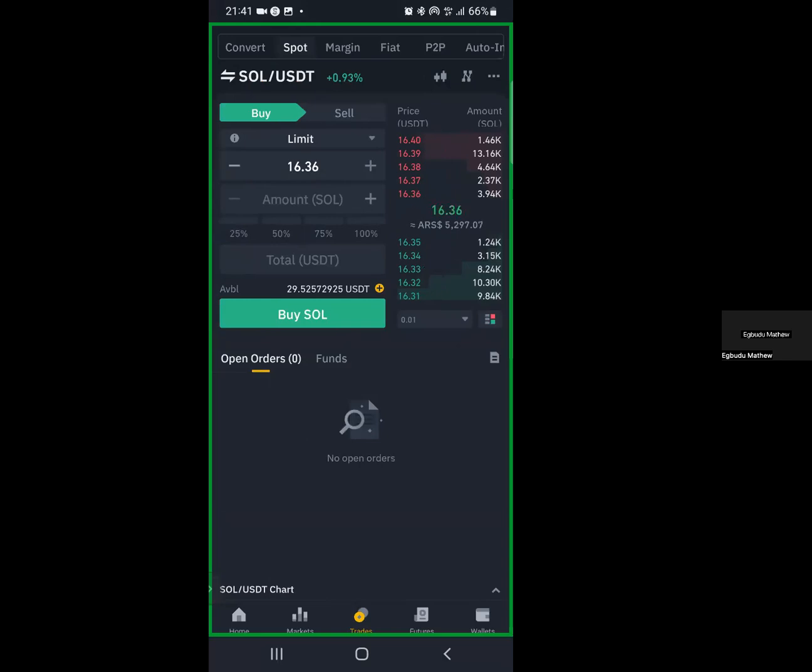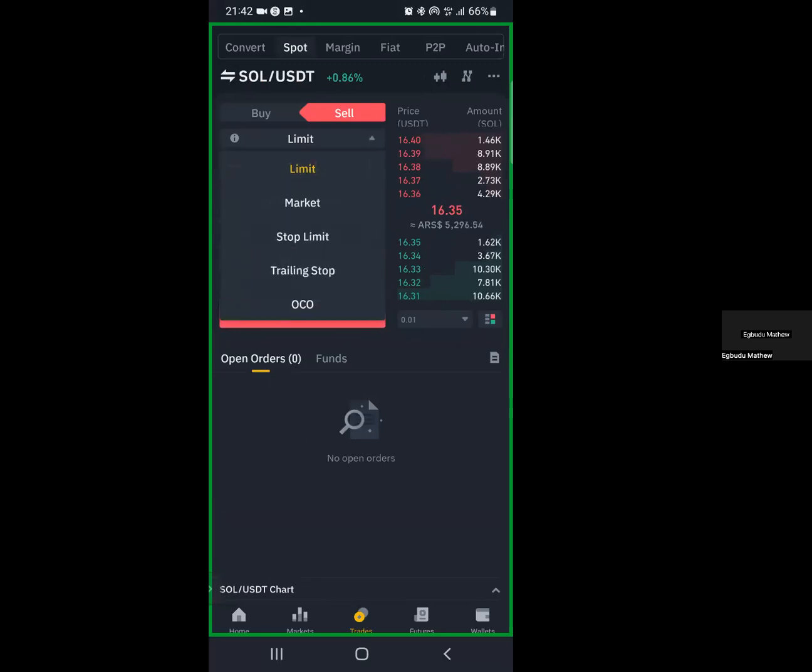Okay, so OCO order, trailing stop, and stop limit are orders that are not too important for spot traders. OCO order is one order cancels the other order. This is just the basics, so there's no point dwelling so much on this. Spot trading is a trade whereby you buy your asset, expect it to appreciate, then sell off later. Then let's move to futures trading.